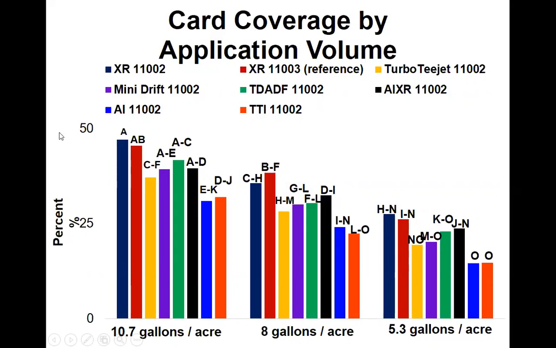You can see the y-axis remains the percentage of coverage. You can see if we bump up the spray output from 5.3 gallons to 8 gallons to 10.3 gallons per acre, every increase of output causes a significant increase in percentage of coverage, and that is true for every single nozzle. That means you get better coverage every time you put more water in the tank, because of the data you see here. And that's true for every single nozzle.